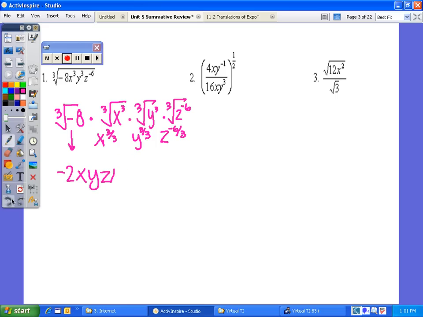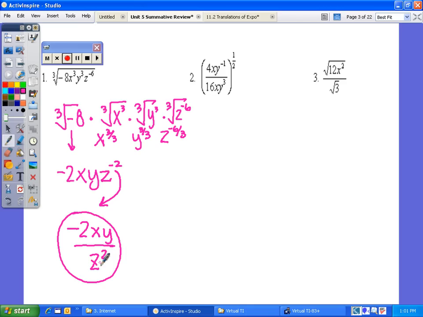So you know you're not allowed to have negative exponents. So you're going to drop the z down, leave that alone because that's a negative number, not a negative exponent. And you're left with -2xy z squared. Okay, remember, only negative exponents get dropped, not negative numbers.